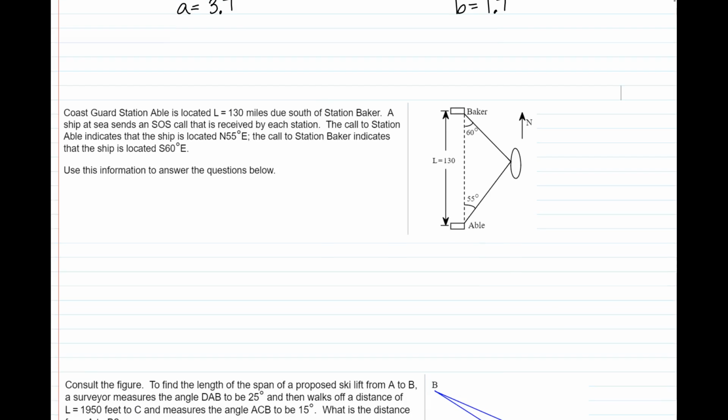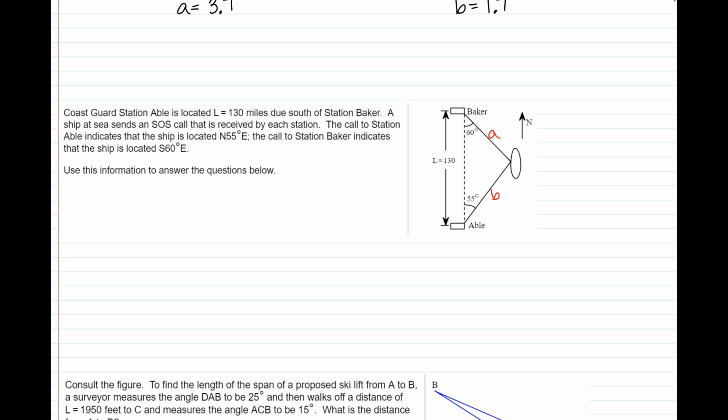Coast Guard Station Able is located 130 miles south of Station Baker. A ship at sea sends an SOS. And then they give us the coordinates, and they've also given us the triangle, which is nice. Use this information to answer the questions below. Isn't that funny? I didn't give you the questions. Let's find this side, which we'll call A, and this side, which we'll call B. Okay, let's find both of those sides.